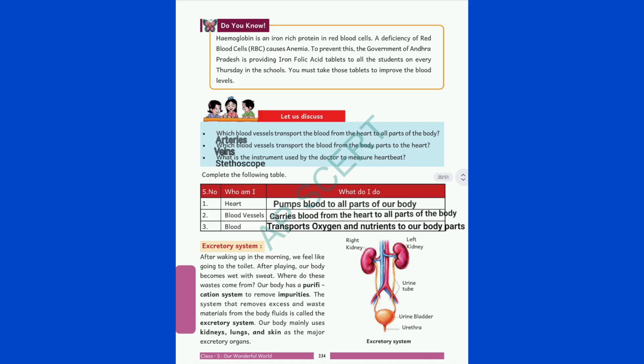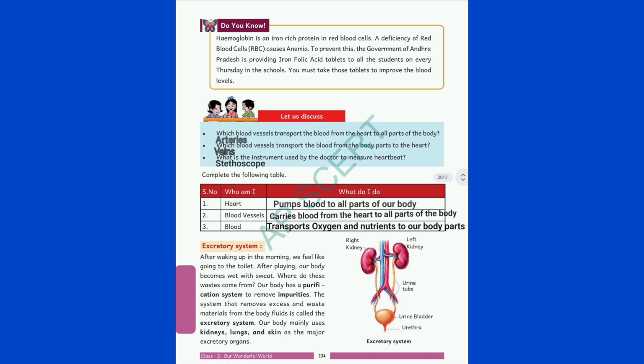Let us discuss which blood vessels transport the blood from the heart to all parts of the body. Answer: Arteries. Which blood vessels transport the blood from the body parts to the heart? Answer: veins. What is the instrument used by the doctor to measure heartbeat? Stethoscope. Complete the following table.